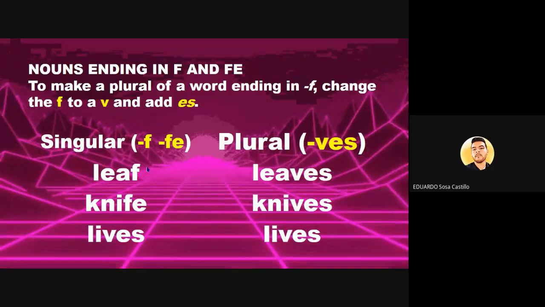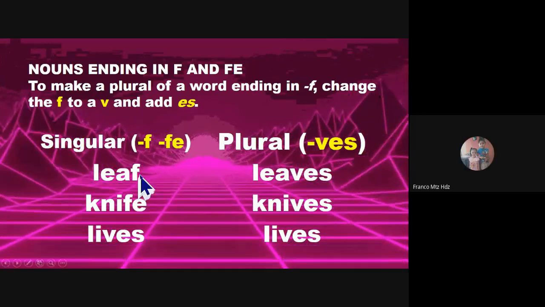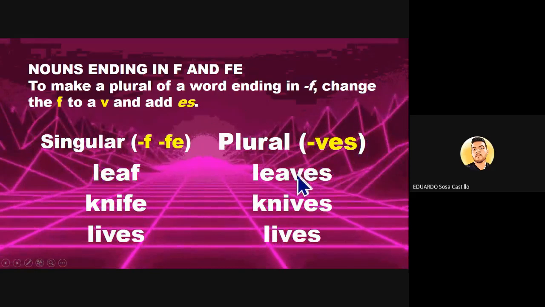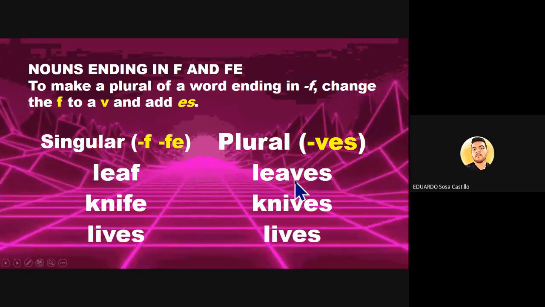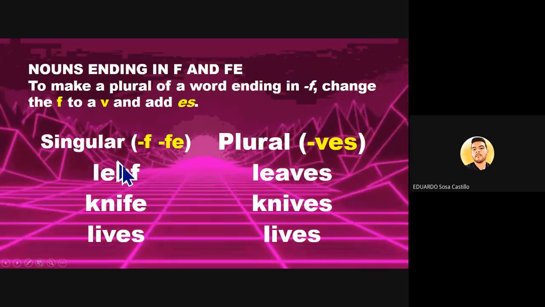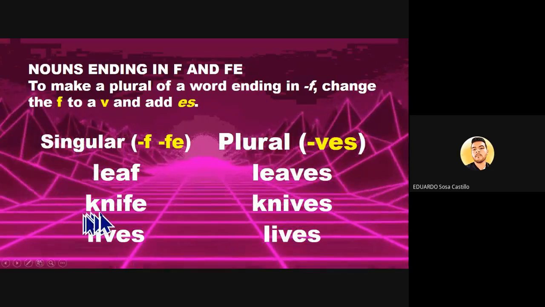Can you see the chat? That is the meaning of leaf. So letter F, when you turn it to plural, it changes to letter V. Can you see it? And then we have to add es. Leaf, leaves. Knife, check the pronunciation for this.